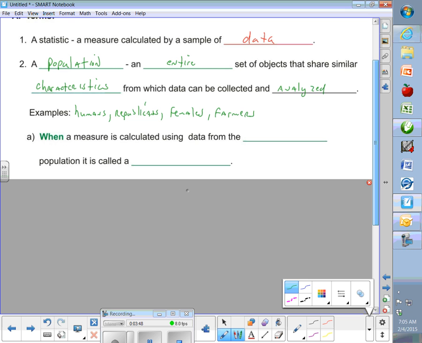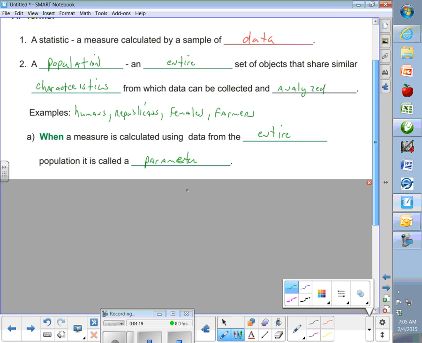All right, when a measure is calculated using data from the entire population, in other words, you use all the data from all the population, then it's called a parameter. Now you might say, let me spell that a little bit better for you here, P-A-R-A-M-E-T-E-R. Sorry about that. Got sloppy there at the end. Parameter.